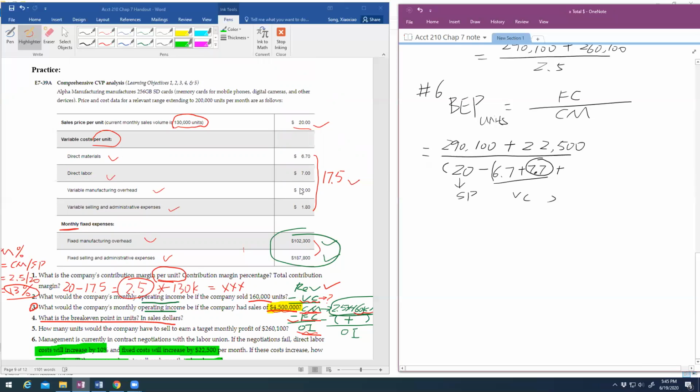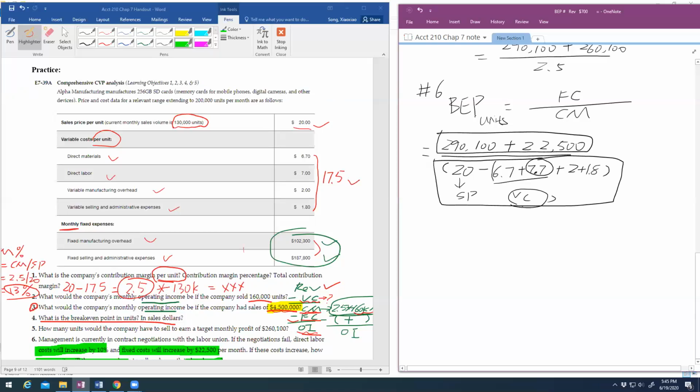And then the others will be the same: variable manufacturing overhead, variable selling, so this is 2 plus 1.8. So you will get the new total variable cost, and then you will get the new contribution margin. You get a new fixed cost, you get a new contribution margin, and then you will get the new break-even point in units or in dollar amount. Okay, as I say, I'm not going to do the numbers. Our focus is to go through the questions so you can know the logic. Next one.